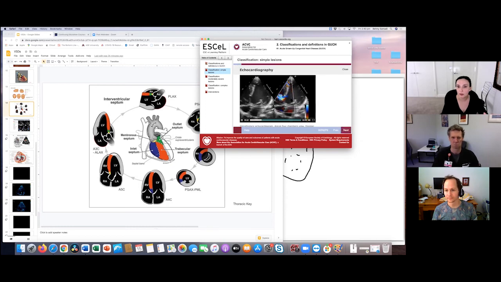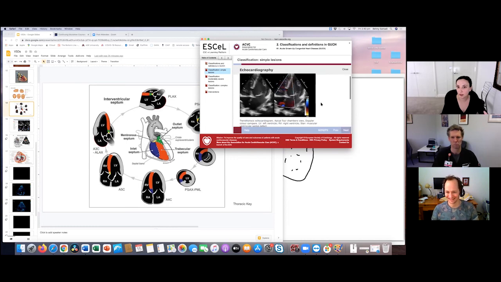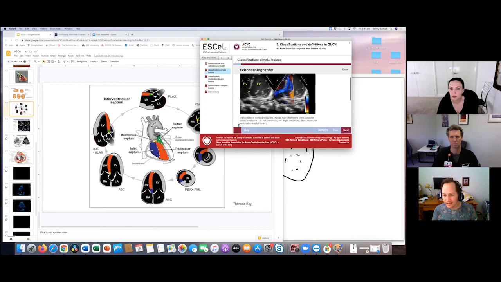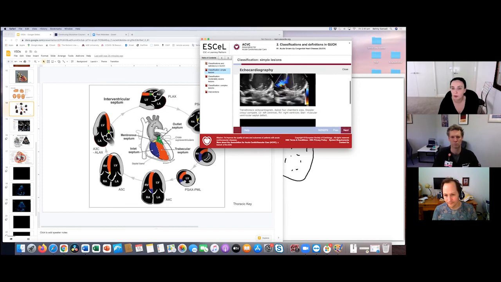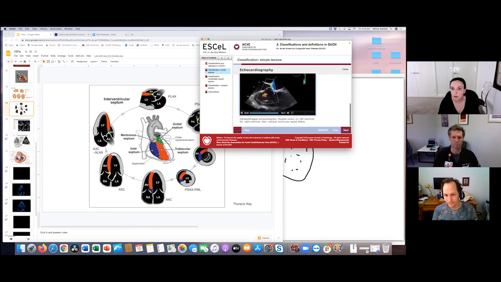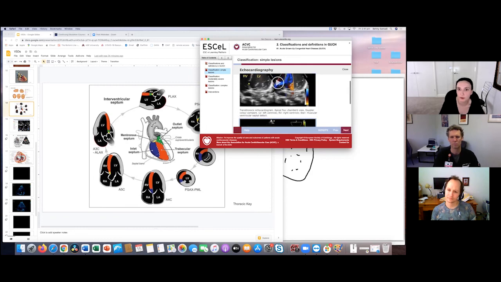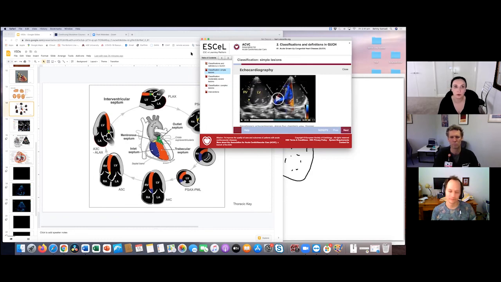So for this one, you can see this is a much larger hole. Can you see it? Very nice. So this is a muscular ventricular septal defect. It's a little bit more apical than the membranous one that we were looking at. And this one is looking at a residual ventricular defect through here, and that's on the TOE, as opposed to transthoracic. So really great little resource there.